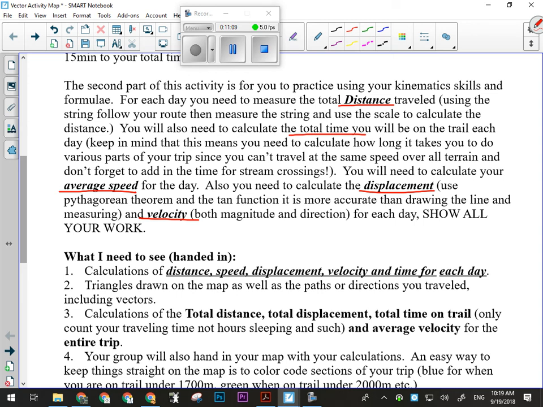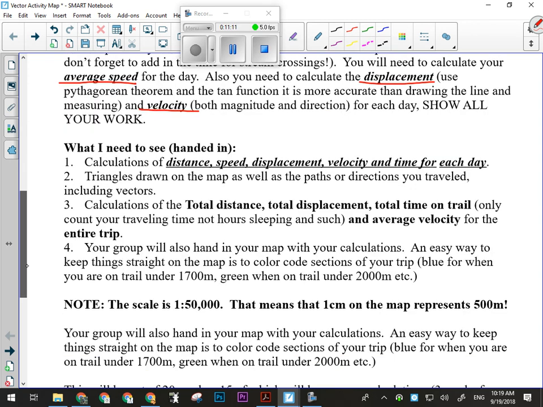Okay, so what I want to see, hand it in. Calculations of distance, speed, displacement, velocity, and time for each day. Triangles drawn on the map, as well as paths or directions you traveled, including vectors. Okay, calculations of total distance, total displacement, and total time on trail. Okay, only count your traveling time, not time spent sleeping. Okay, and average velocity for the entire trip.